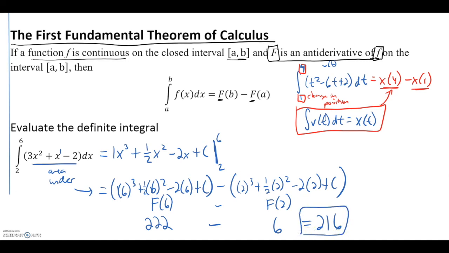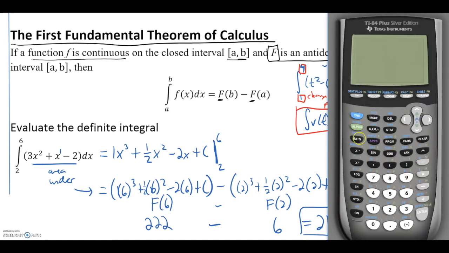And the nice part is you do these problems and you start working into your practice, very easy to confirm. Go to our calculator, Math 9, we'll do the integral from 2 to 6 of 3x squared plus x minus 2 with respect to x, and confirm our 216.